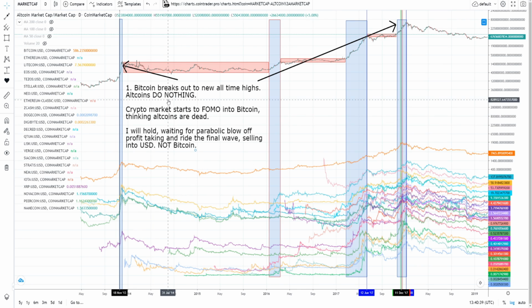So in this scenario, if we're having a blow off top in Bitcoin, there will be a large profit taking, and then we'll have an alt season, and then that will lead into another bear market for Bitcoin and for the rest of the market. So in that scenario, I would not be selling into Bitcoin. I would be selling everything into US dollars at the end of that alt season and walking away from the crypto market for a while until the next bear market cools down.